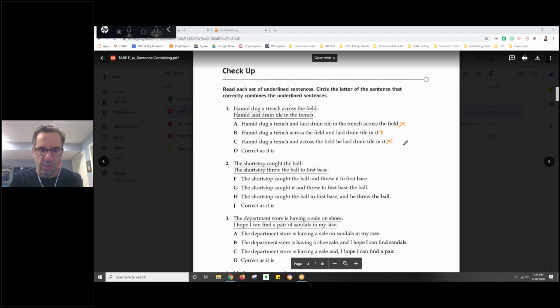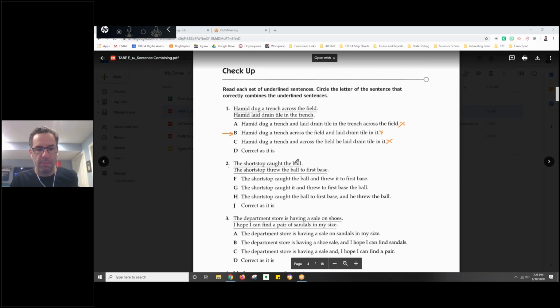Hamid dug a trench across the field and laid drain tile in it. It might be B. Hamid dug a trench across the field and laid drain tile in it. I'm going to go with B. I think B seems the best to me. It's combining them. We'll look at the end.